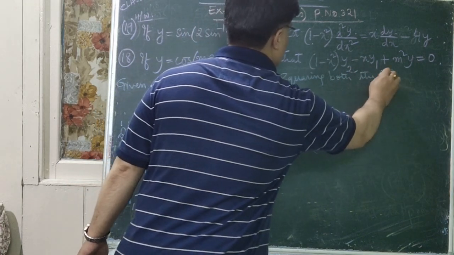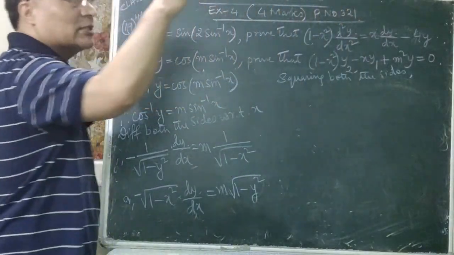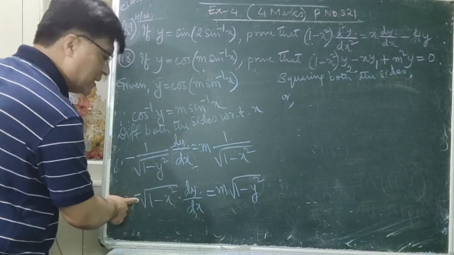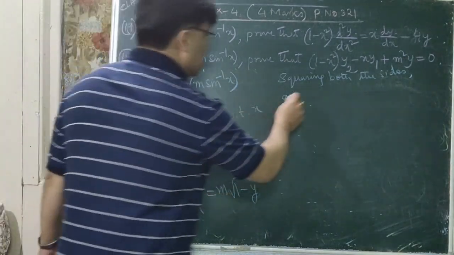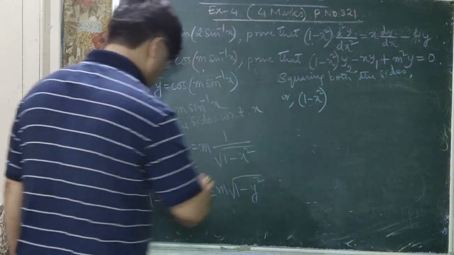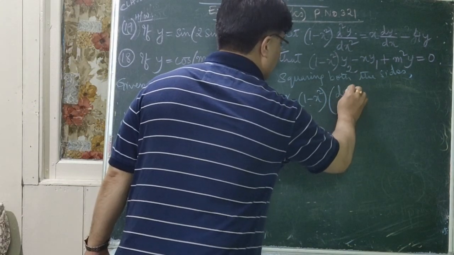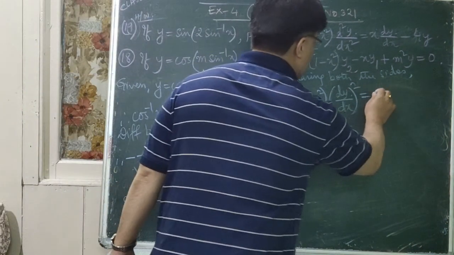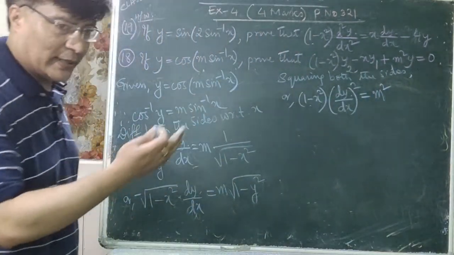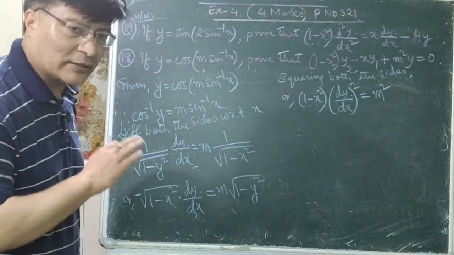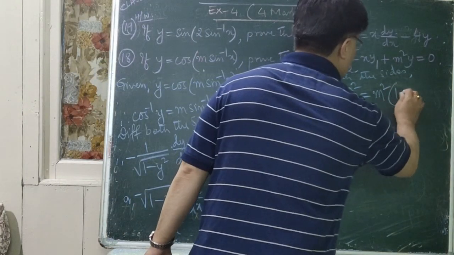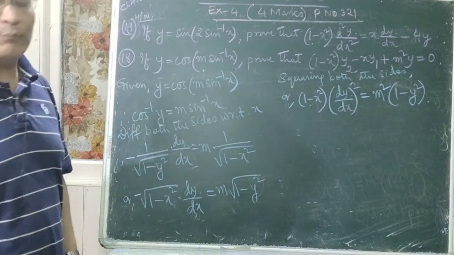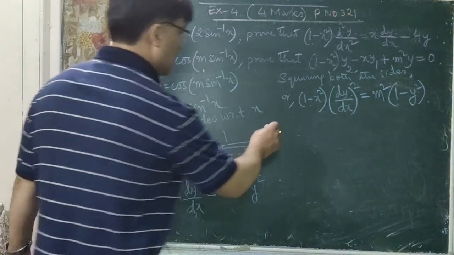Squaring both the sides, right? What do we get? So the square root will be removed, and this minus whole square becomes plus. So it is 1 minus x square into dy by dx whole square is equal to m square, and here also on the right hand side the square root will be removed and you will get 1 minus y square. Is that clear now? Now you can differentiate both the sides with respect to x.